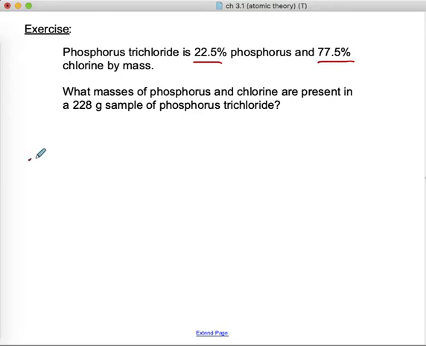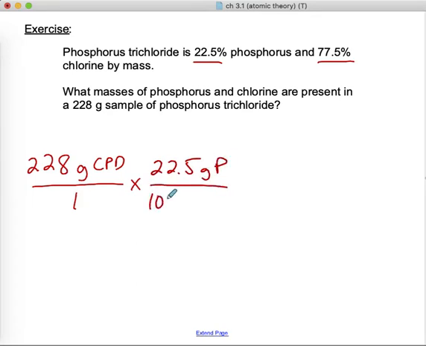Watch this. I'll take 228 grams of my compound, which I'll just abbreviate as CPD. That's a perfectly acceptable abbreviation for compound. And if I want to know how much phosphorus is in it, I use the fact that it's 22.5% phosphorus by mass. I will convert that into a fractional conversion factor, 22.5 grams of phosphorus for every 100 grams of compound. Mass of compound cancels, and that gives me 51.3 grams of just the element phosphorus.